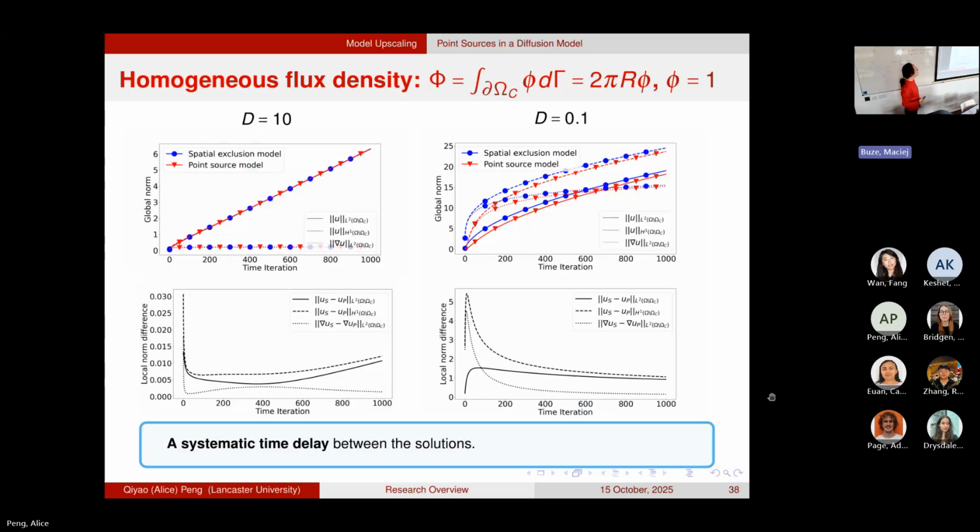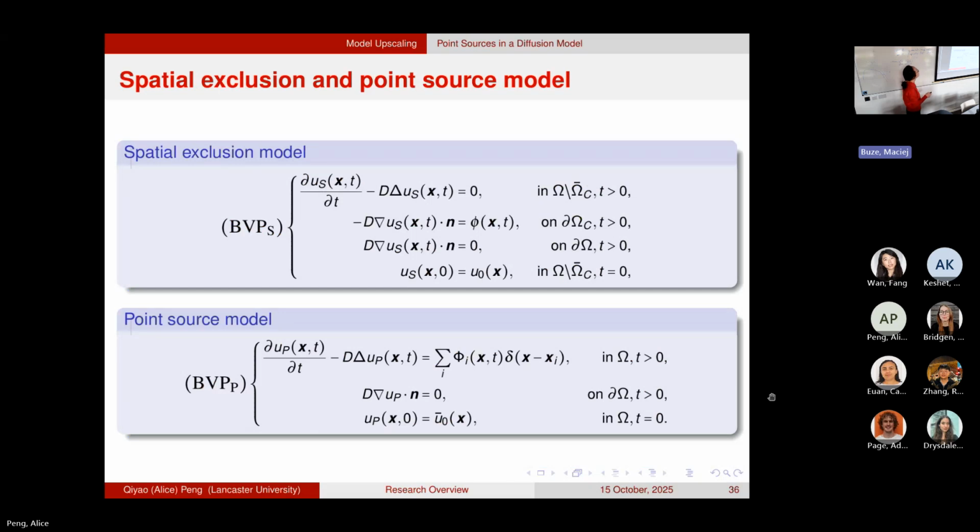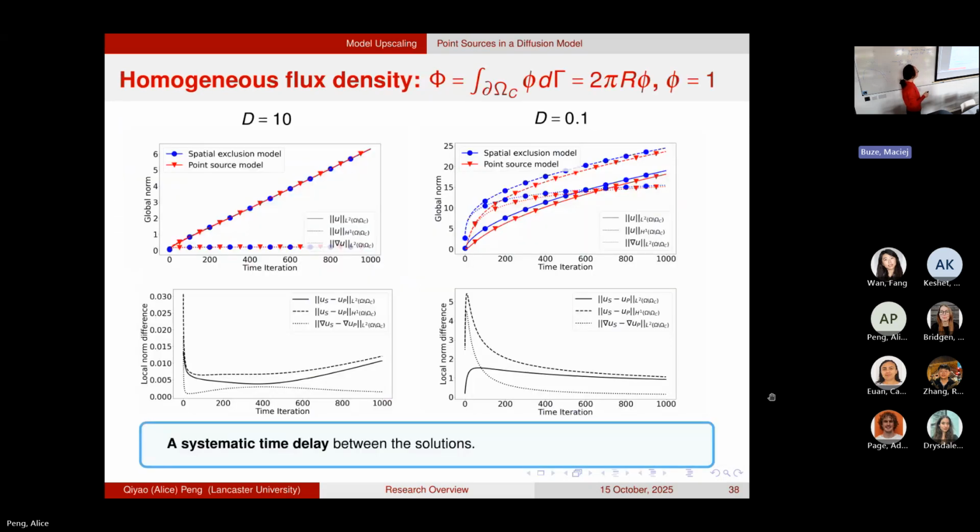So we started with some simulations, and we started simple. We only consider homogeneous flux density, which means the phi from the spatial exclusion model is just S1. We run the simulations for relatively large and relatively small diffusion rates. Small and large is defined by this: for the spatial exclusion model, the diffusion already starts from the cell membrane, but in the point source model the compounds need to travel from the cell center to the membrane and then from the membrane to the extracellular environment. So depending on the relation we pick between the diffusion rate and the time step, you get some discrepancy because of this systematic time delay.